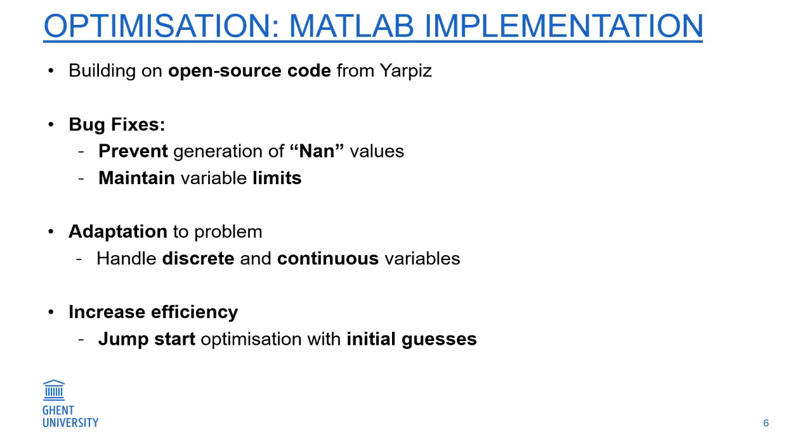We found open source code on Yapis implementing the artificial bee colony algorithm in MATLAB. However, numerous alterations to the program were needed. We encountered two major bugs in the program. On multiple occasions, some methods seemed to return not the number values, causing the program to crash. And we also observed that the program didn't always respect the set parameter restrictions. Both of the problems were addressed successfully. Next, we adapted the program so it could also optimize discrete variables next to continuous variables. And finally, we implemented the possibility to provide initial guesses.